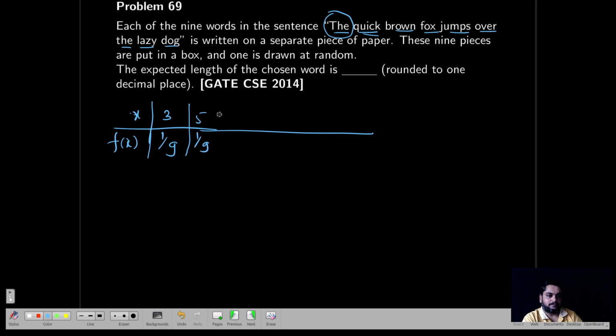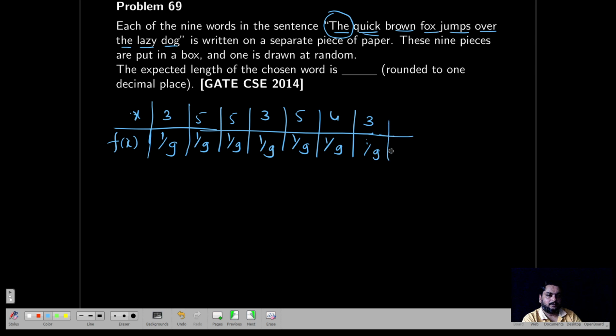Probability is 1 by 9. Next, brown. This has 5 letters, 1 by 9. Then fox, 3, 1 by 9. Then jumps, again 5, 1 by 9. Over, 4, 1 by 9. 3, 1 by 9. Lazy, 4, 1 by 9. Then 3, 1 by 9.